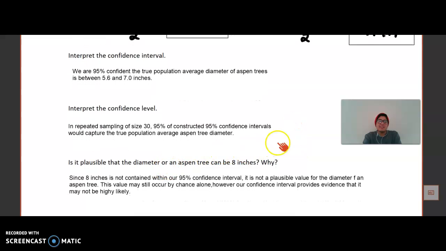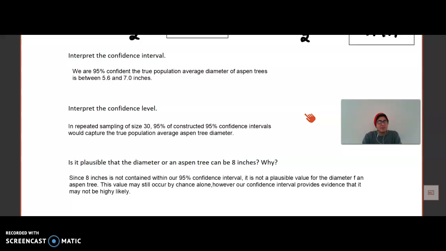And then lastly, is it plausible that the diameter of an aspen tree can be 8 inches? Since 8 inches is not contained within our 95% confidence interval, it is not a plausible value for the diameter of an aspen tree. Now, this value may still occur by chance alone, however, our confidence interval provides evidence that it might not be highly likely. So again, it is totally possible that 8 inches could be the diameter of an aspen tree. Maybe it's 1 out of a million, who knows? So it is totally possible.